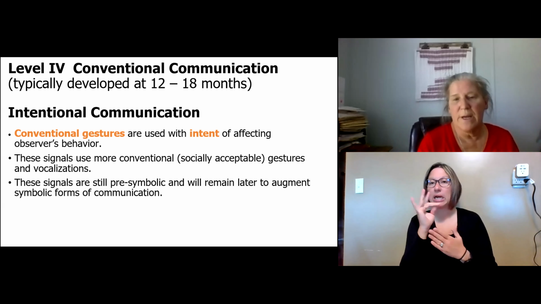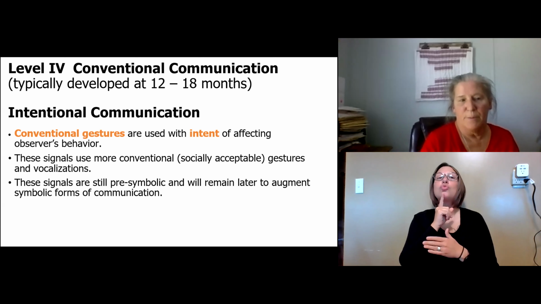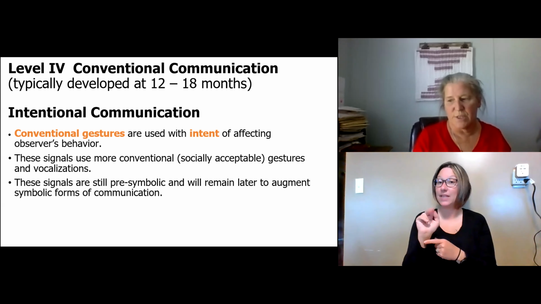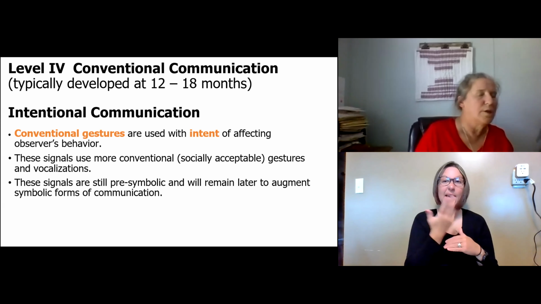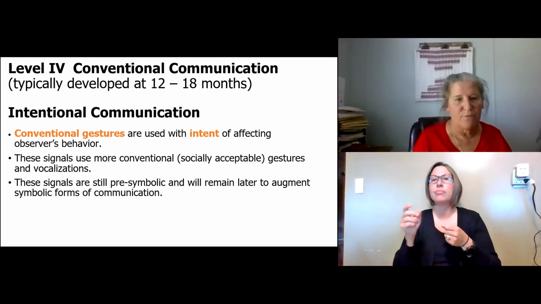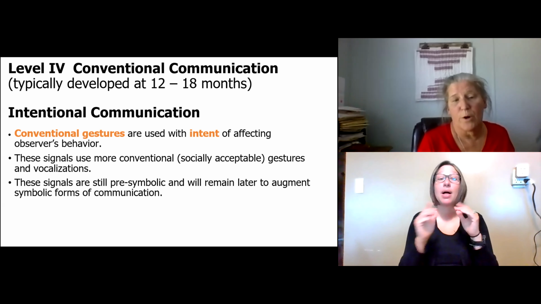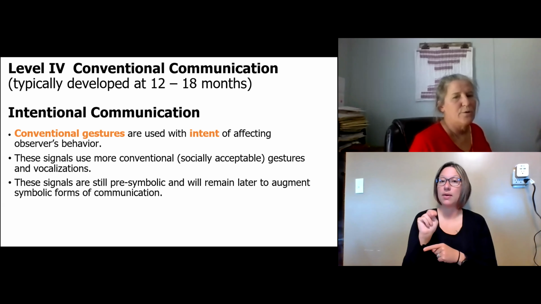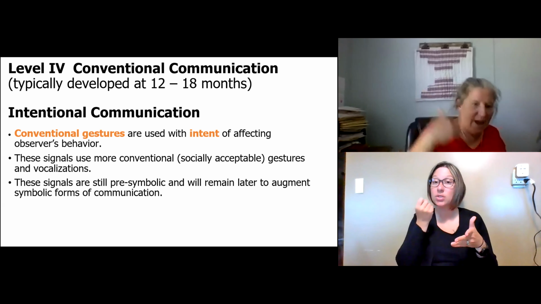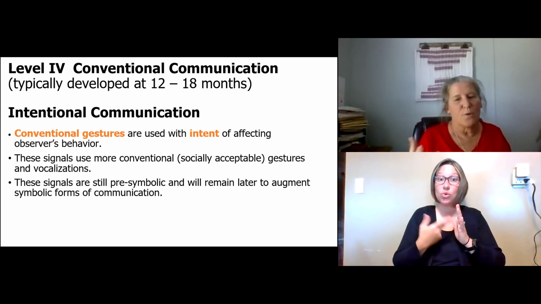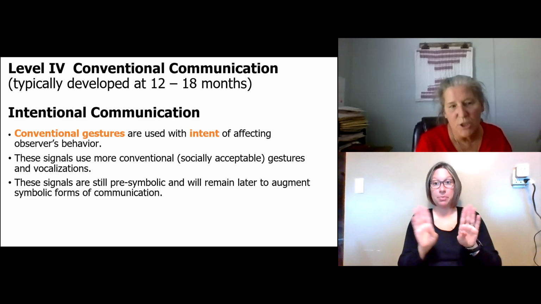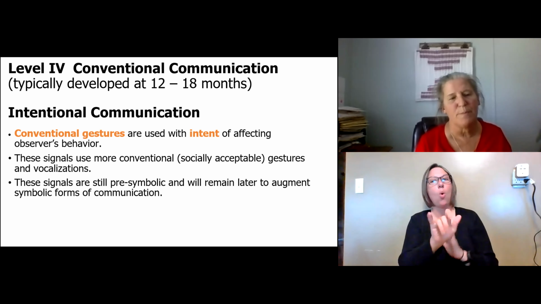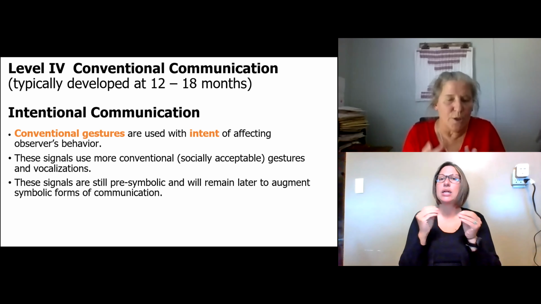So now we're at level 4, and this typically happens between 12 and 18 months. And it's where we really do get to intentional communication, and it's conventional now. See, in level 3, it was not conventional. So they may take us and tug and pull us to a place or take us wherever. But now at level 4, we're getting to where they're really starting to use some conventional gestures, and they're used with intent of affecting the observer's behavior.